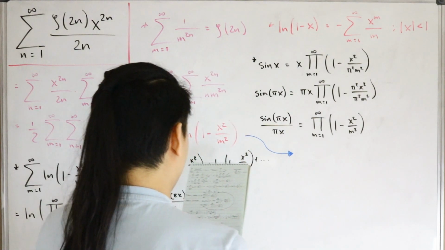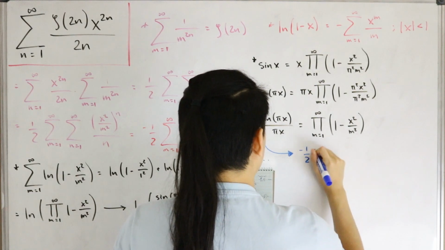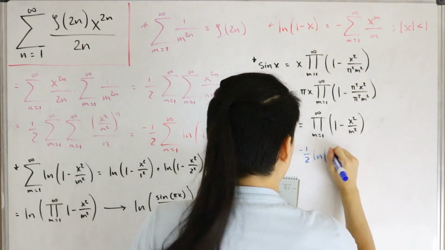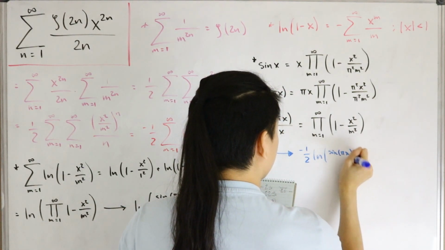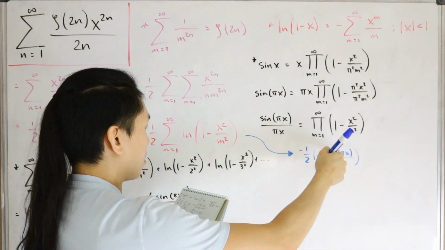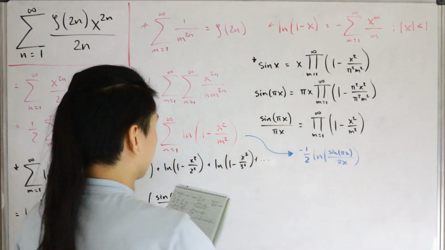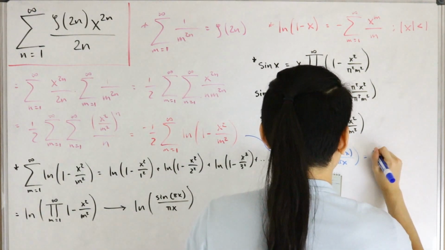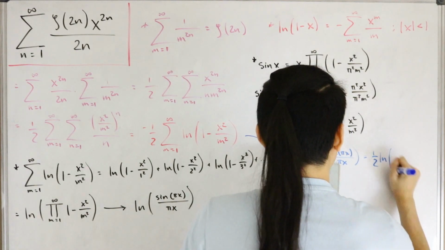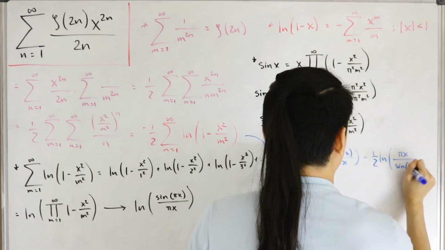So now what I'm going to have is negative 1/2, and then the natural log of sine of pi x, then divided by pi x. Then I have a negative, so I can actually put that back inside our input, so that's the exponent. What that does is we flip the reciprocal. So now that yields us 1/2, and then multiplied by the natural log of pi x and then divided by sine of pi x.